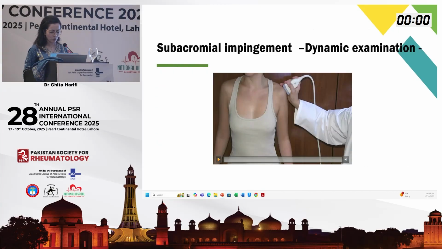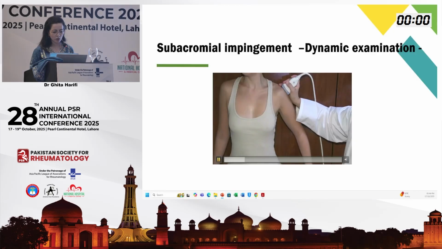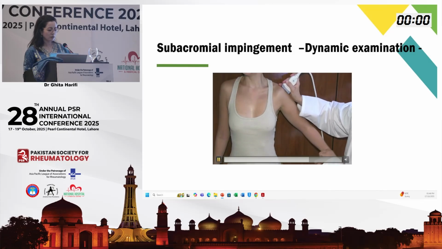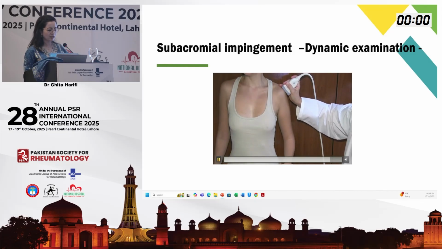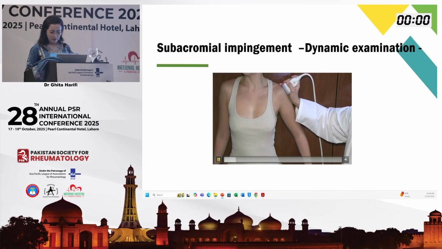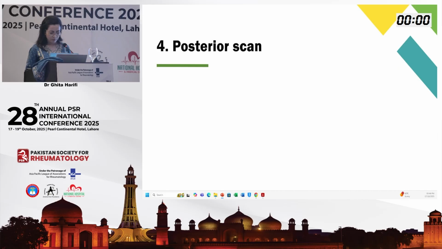And here you do your dynamic examination by passively or actively moving the arm, doing an abduction, while keeping your probe on the acromion to see if there is any impingement at this level. So we've done the anterior, the superior, the lateral aspect, and now we're left with the posterior scan.